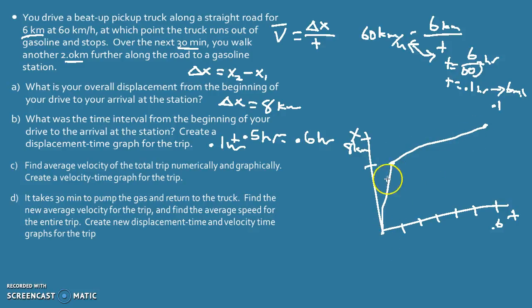During which interval was it going the fastest? This first one, right? The slope is the steepest there. Then you're walking much more slowly.